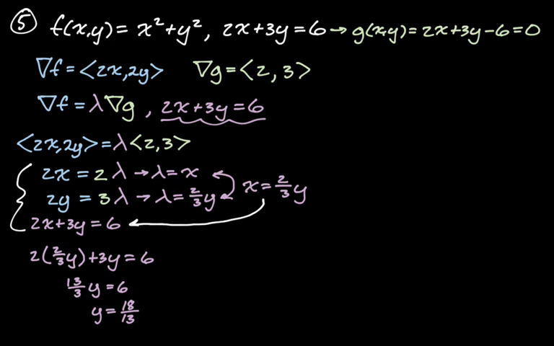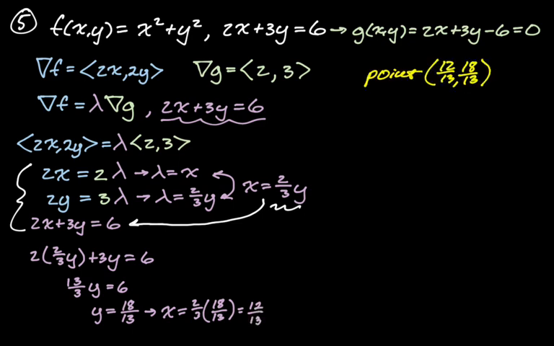We also need to find x, obviously. So we can just go back over here, because we know x is 2/3 of y. So x is going to be 2/3 of 18/13, which means 36 over 39, or 12/13. All right, so we have our ordered pair, right? This is where either the maximum or the minimum happen, but we don't know which yet. So we need to work that out.